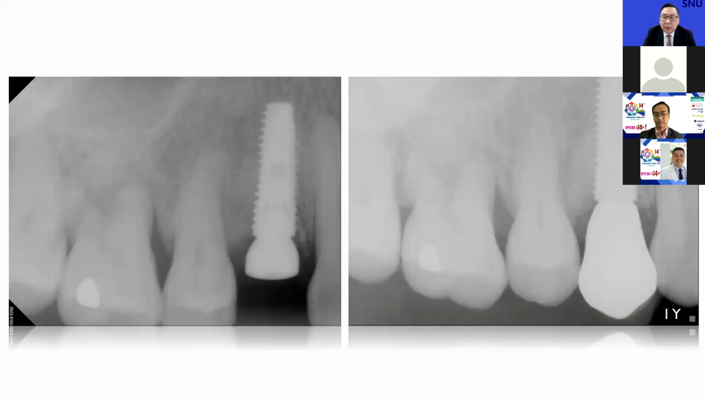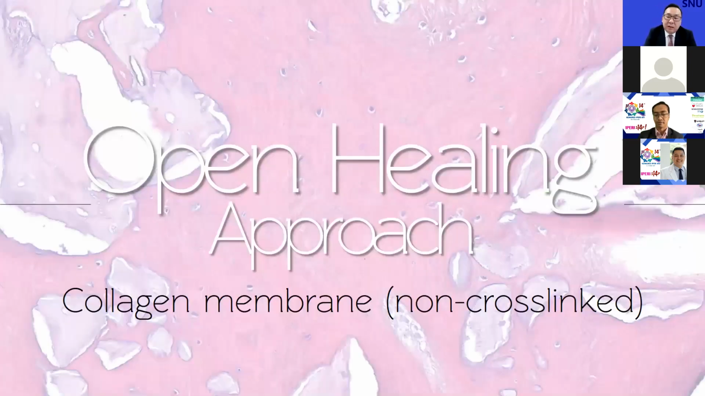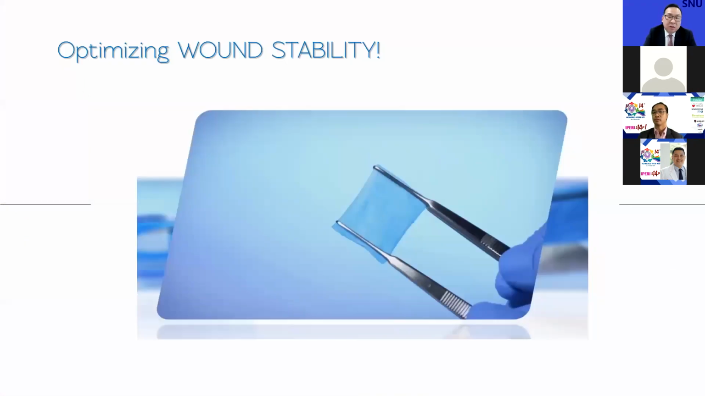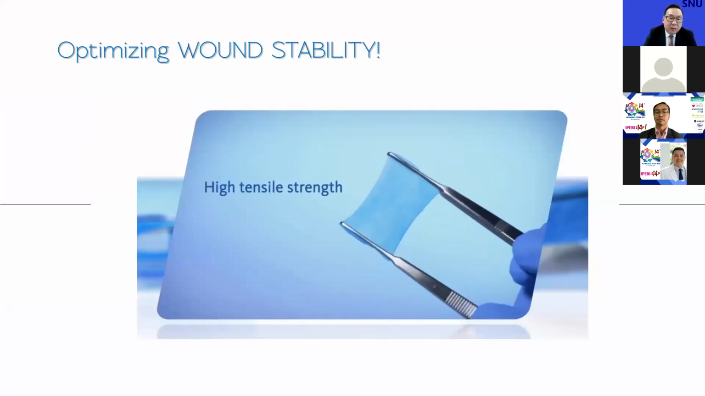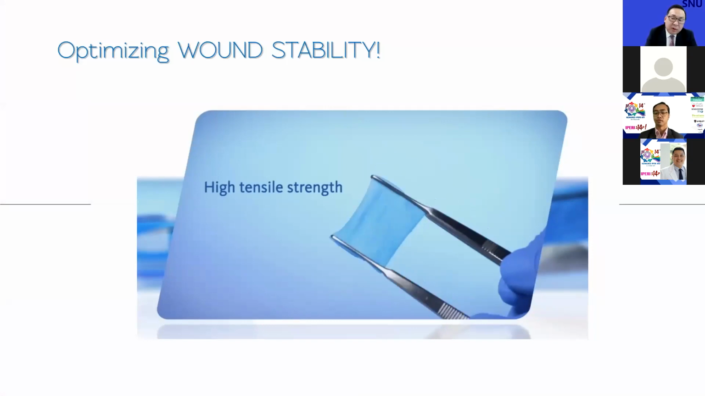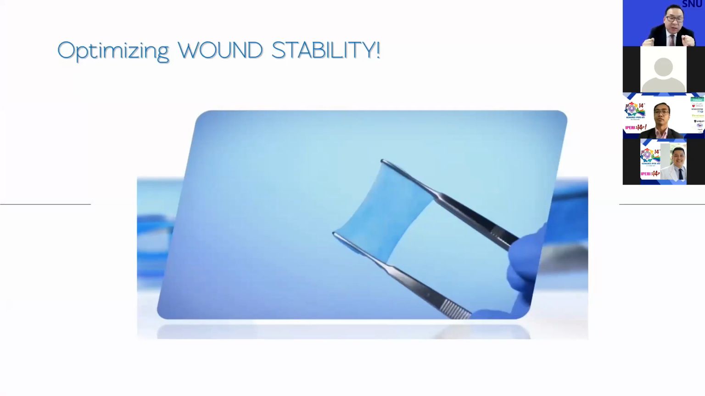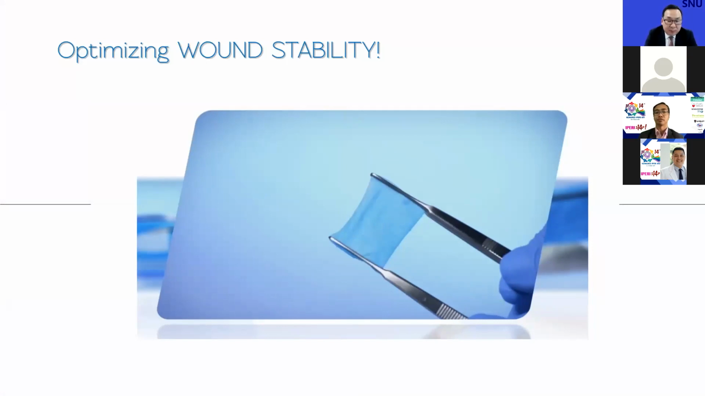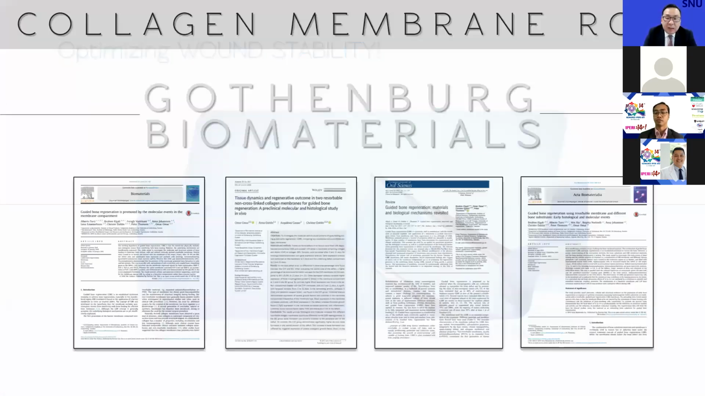So my personal preference is to use the collagen membrane that is non-cross-linked. I think Dentium comes with cross-linked collagen membranes. However, there are some properties I would like to introduce with the non-cross-linked collagen membranes, and this is one of them. The non-cross-linked properties enable the membrane to stretch, which I think is really important for optimal wound stability. And also, it has a bioactive role in attracting important cells for regeneration.